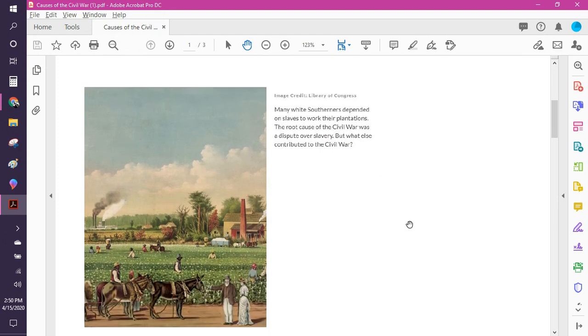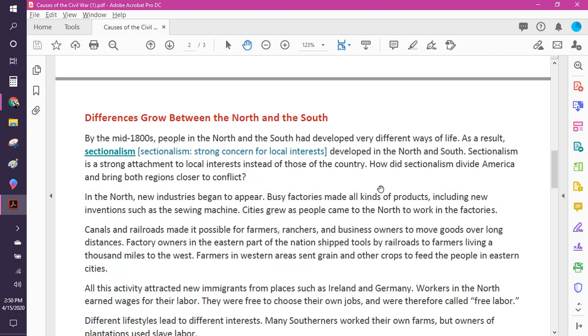So in this picture here, we see a picture of a plantation, and the caption reads, "Many white Southerners depended on slaves to work their plantations. The root cause of Civil War was a dispute over slavery, but what else contributed to the Civil War?" So what we're going to focus on this week is the slavery component of it, and we will talk about the other issues at a different time.